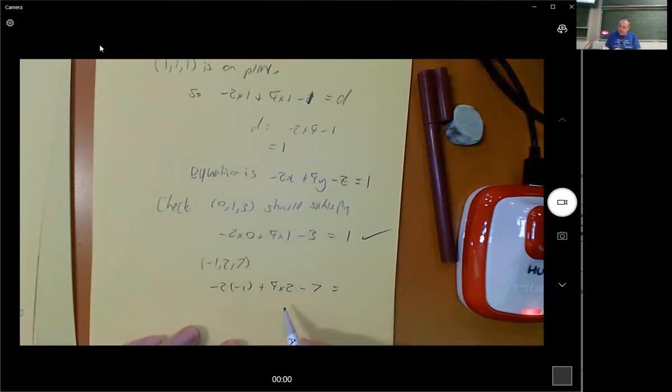So I think I've done something wrong then. No, it's okay. It does work. Okay. So this is minus 2. This is minus 7. So that's minus 9. I've got 8 minus 9. That's minus 1. Damn it. No, nope, it's all right. Minus 2 times minus 1 is plus 2. 2 plus 8 is 10. 10 minus... All right, I've done something wrong.